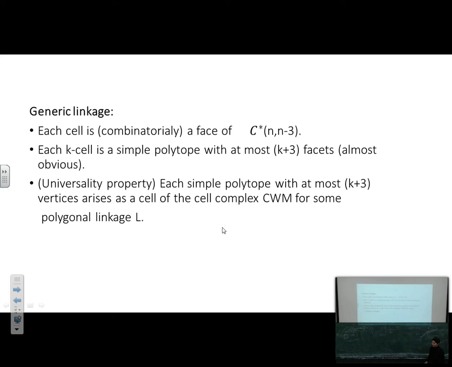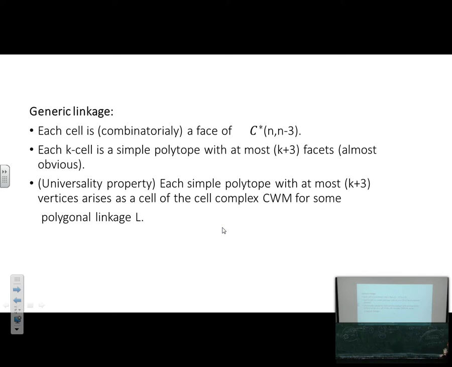The point is that the configuration space of this linkage is in a sense universal for all configuration spaces, because each configuration space embeds here, for sufficiently large n, as a subcomplex.